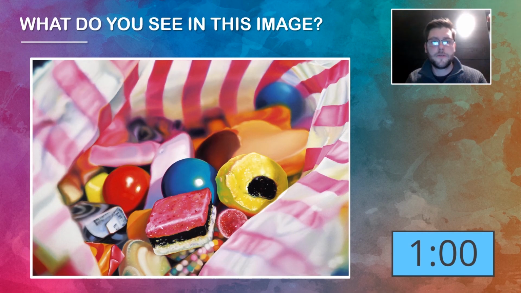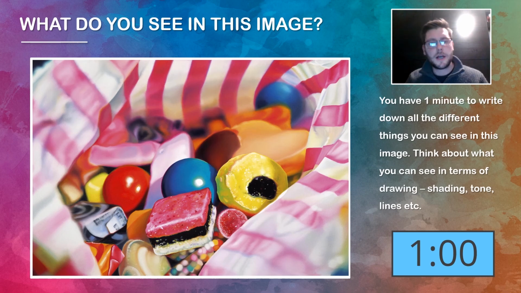Now we come on to the first task. The first task is that I want you to look at this image, which is actually a painting, and you've got 1 minute to write down all the things that you can see. Think about what you can see in terms of the drawing or painting, and think of it as an artwork, not as a photograph. Can you see shading, tones, lines, etc.? You've got 1 minute to write down all the things you can see, starting now.